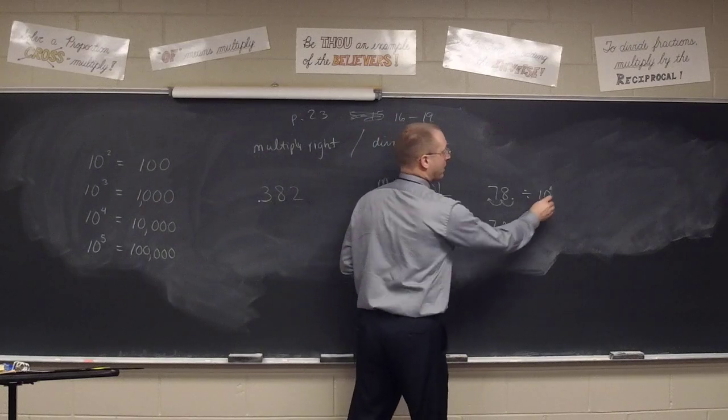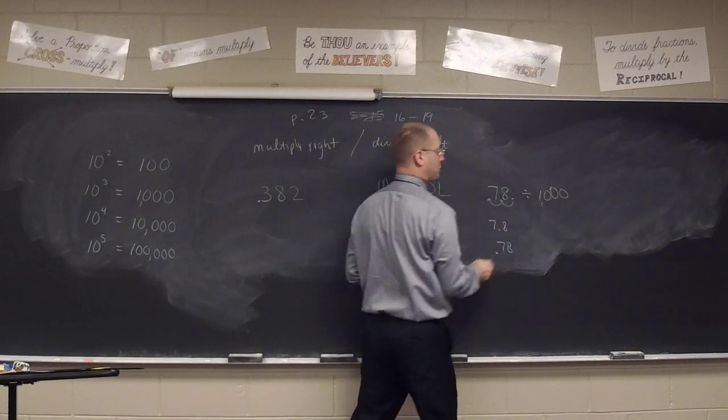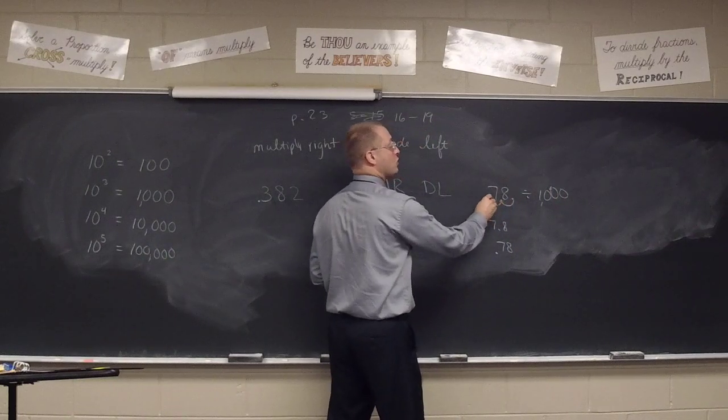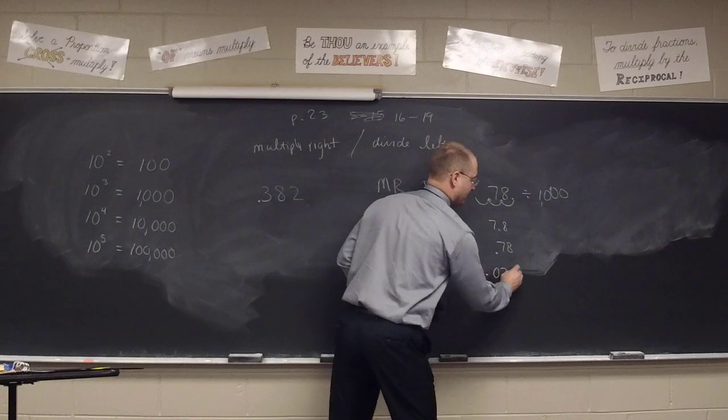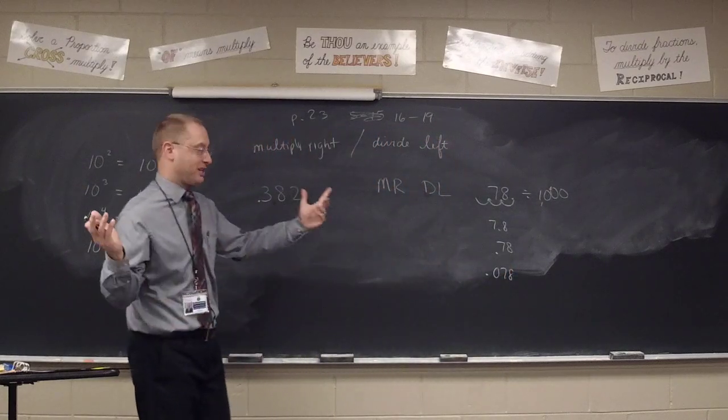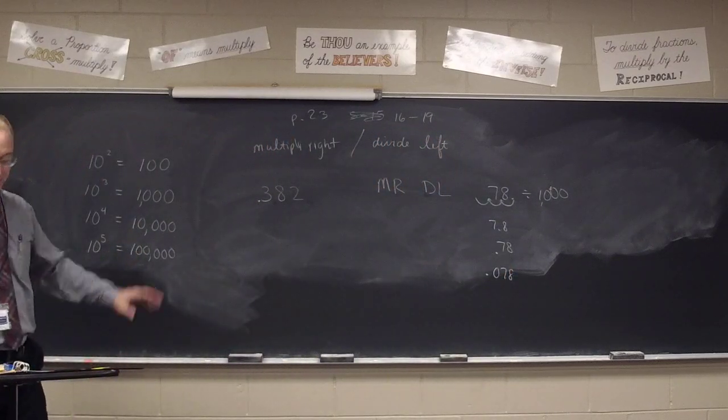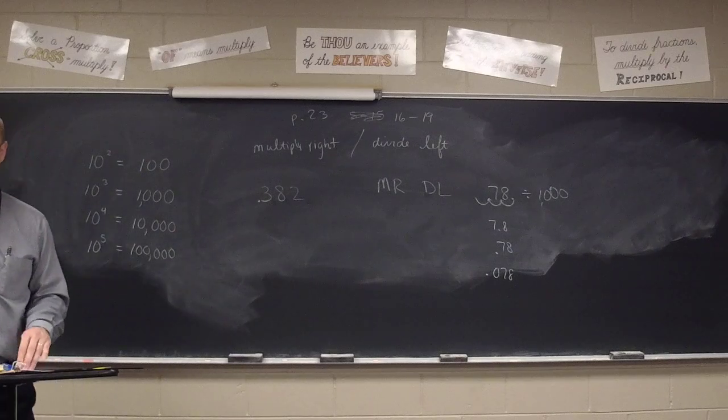0.78. What if I divide by 1,000? Now that's 3 zeros. So we need to move 1, 2, 3. 0.07, 0.078. There we go. And this time we had to add a 0 because we'd run out of room. All right, how many had those answers for number 17?